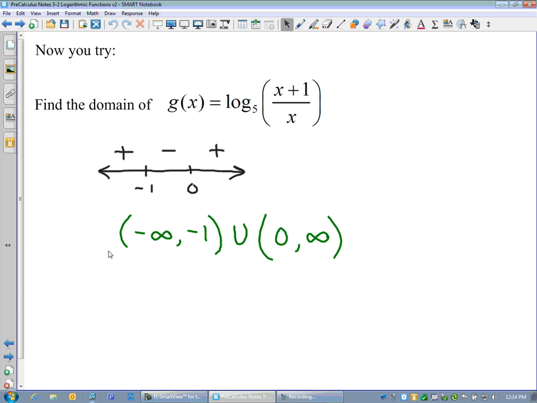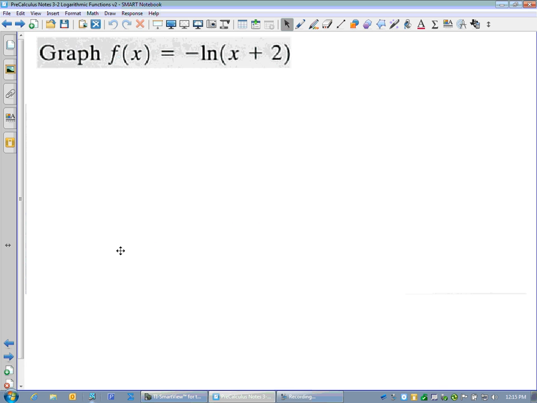All right, another thing we need to be able to do with logarithms is transformations. Now let's start with this equation. We want to graph the negative of the natural log of x plus 2. And the first thing we're going to do is think about our parent function.